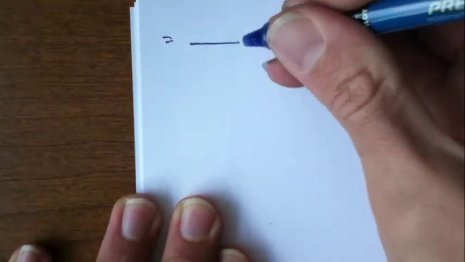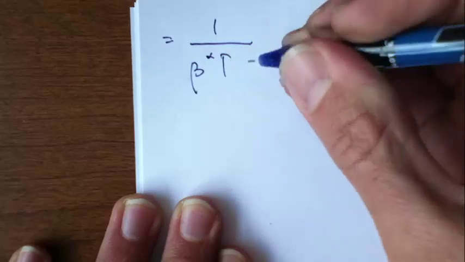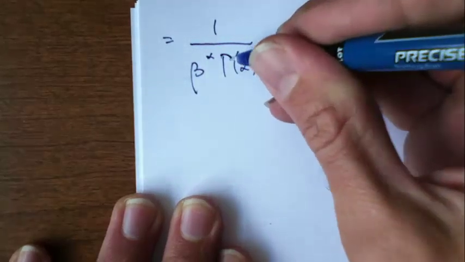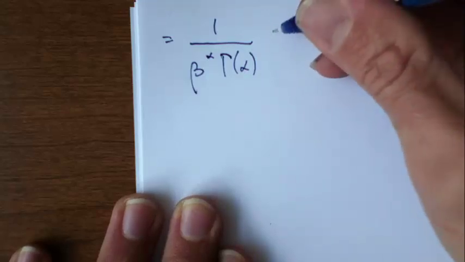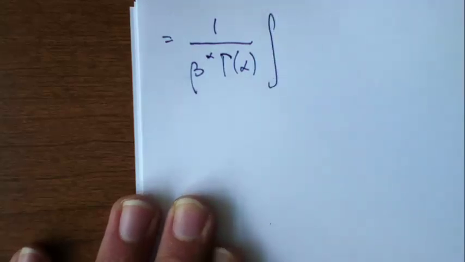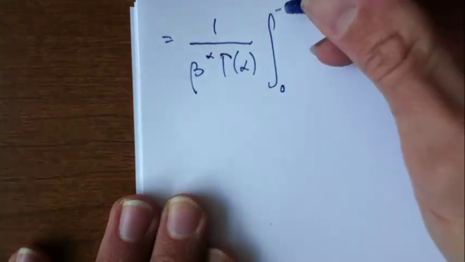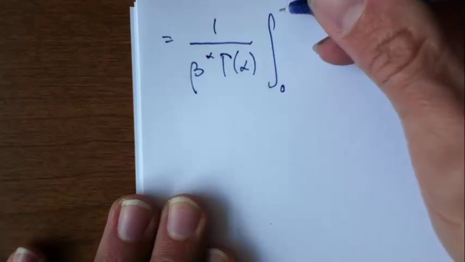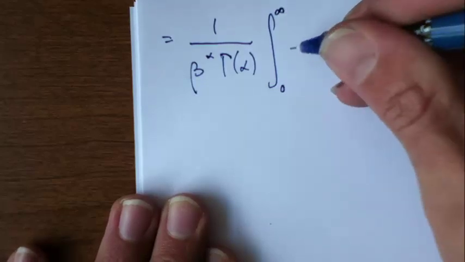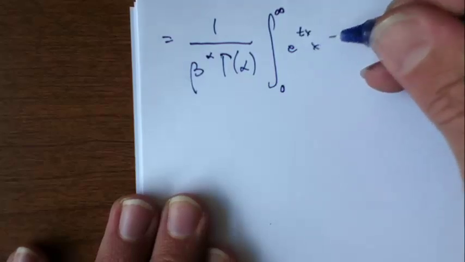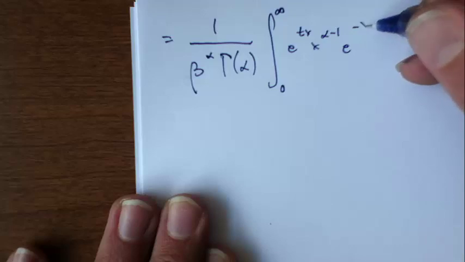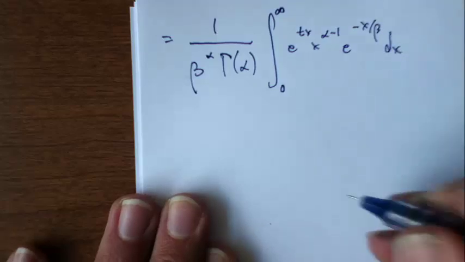Okay, so what does this turn out to be? Well, I'm going to do two things in this first step. First of all, I'm going to pull out that beta to the alpha gamma of alpha stuff. Remember, we did this before when we fiddled around with the gamma distribution. Also, I'm going to get rid of that indicator function in the integrand, and it just tells me that the integrand is 0 on the negative half line. So I'm just going to be left with this kind of thing, e to the negative x over beta dx, right?